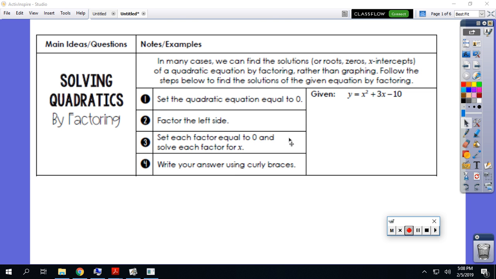Hi everyone, this is Mrs. Anderson talking, and I'm going to be going through and showing you the notes. This is inside your packet. We're looking at Unit 5, Day 5, solving quadratics by factoring.